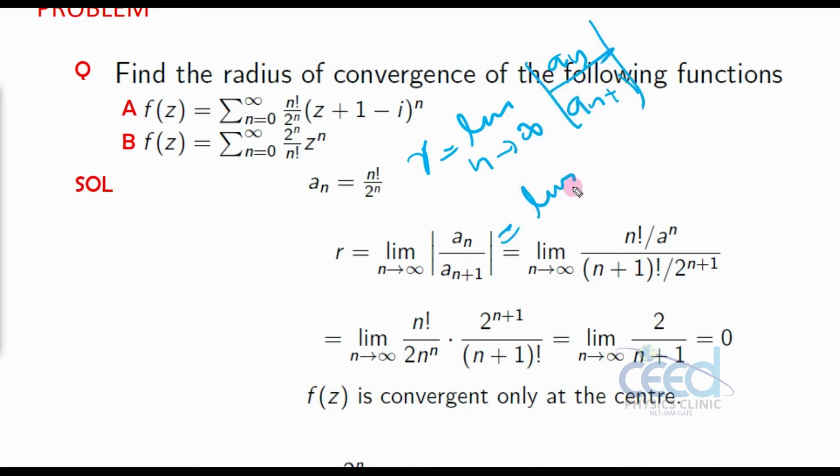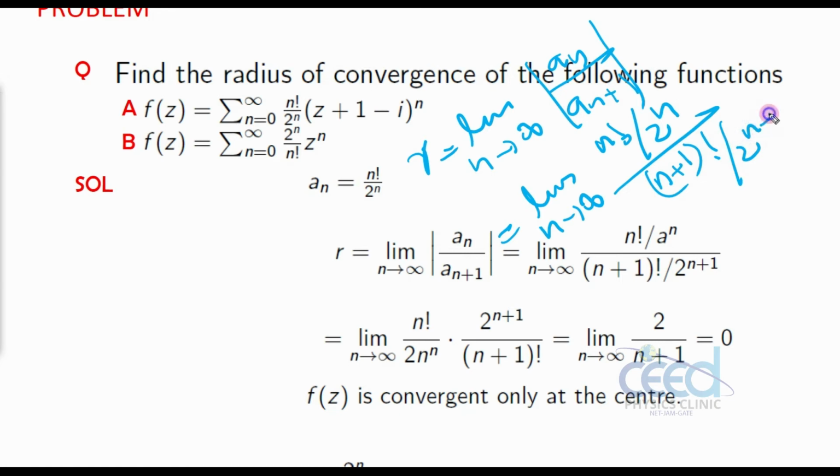So what is a_n? That is given in the question. Limit as n tends to infinity. a_n is n factorial divided by 2 raised to n. What is a_(n+1)? Then (n+1) factorial divided by 2 raised to (n+1). So when I am doing this, I can cancel out the 2 raised to n and 2 raised to n. Then finally (n+1) factorial I can write as (n+1) into n factorial. So n factorial will cancel. This 2 raised to n, 2 raised to n cancel.